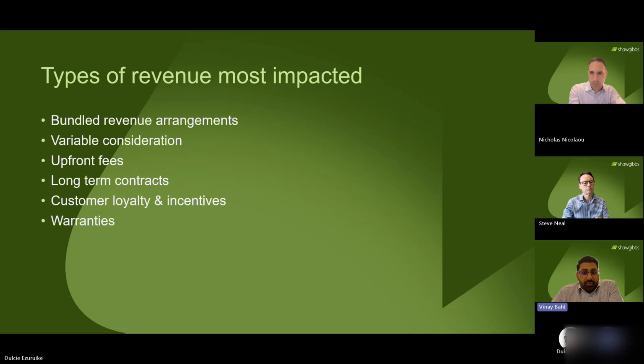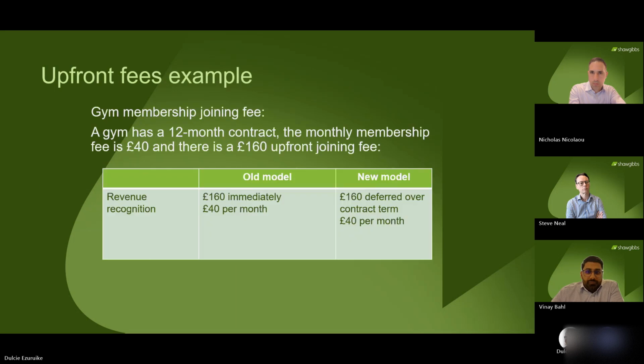So the previous example looked at bundled revenue and long-term contracts, but I also just want to go through an example for upfront fees, rebates, and warranties, as these are common scenarios we've seen in our client base. So for the upfront fees example, the classic is a gym membership. For example, there's a joining fee and the contract is 12 months. So you have £40 a month membership with a £160 joining fee.